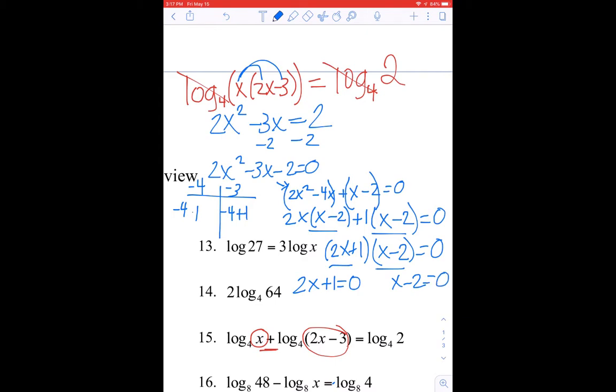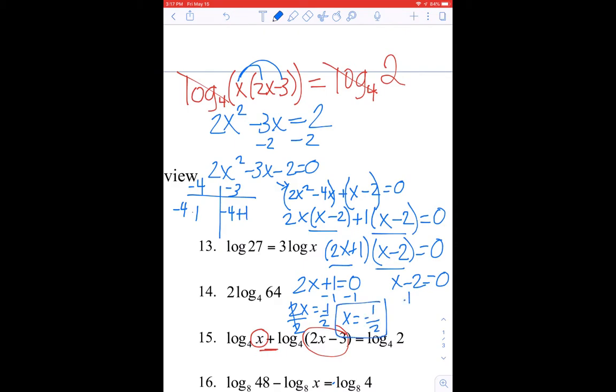So our two answers are going to be, I'm going to subtract 1 from both sides. I'm going to get 2x equals negative 1. I'm going to divide by 2. So x could equal negative 1/2.